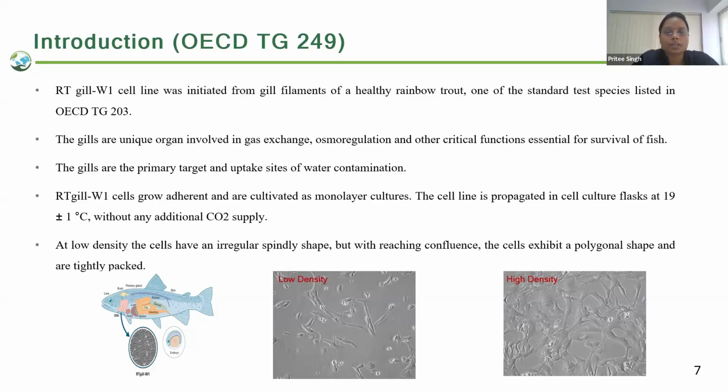The cell line is propagated in a subculture flask at 19 degrees without additional supply of CO2. The medium used here is L15 medium. The medium has a physiology to maintain the pH, so there is no need for additional CO2 supply. At low density, the cells are irregular and spindle-shaped. At high density, after reaching confluency, they are tightly packed and polygonal in shape.